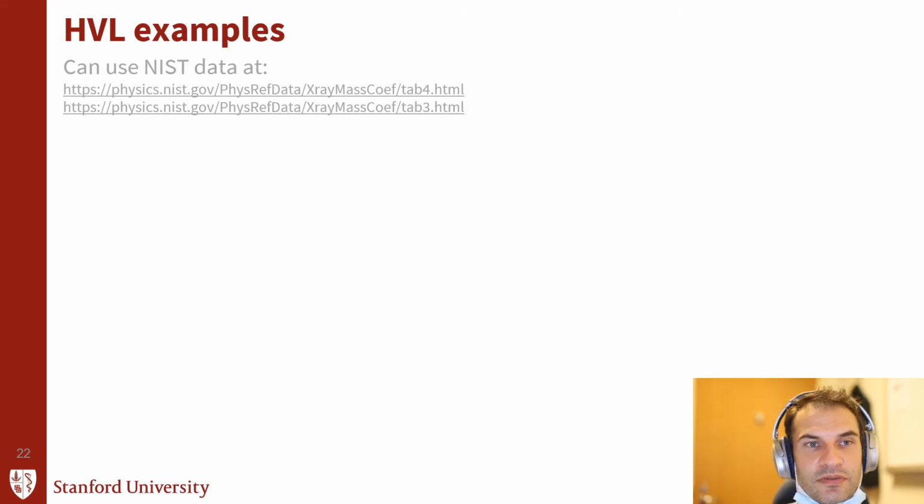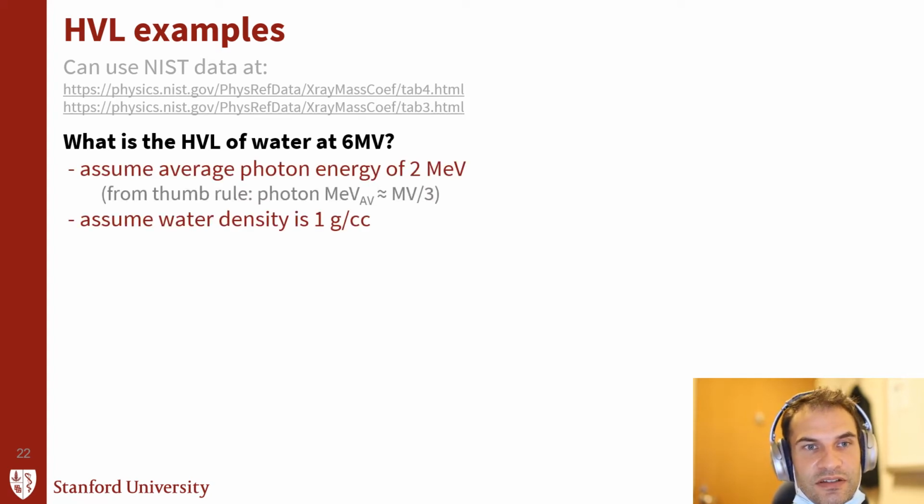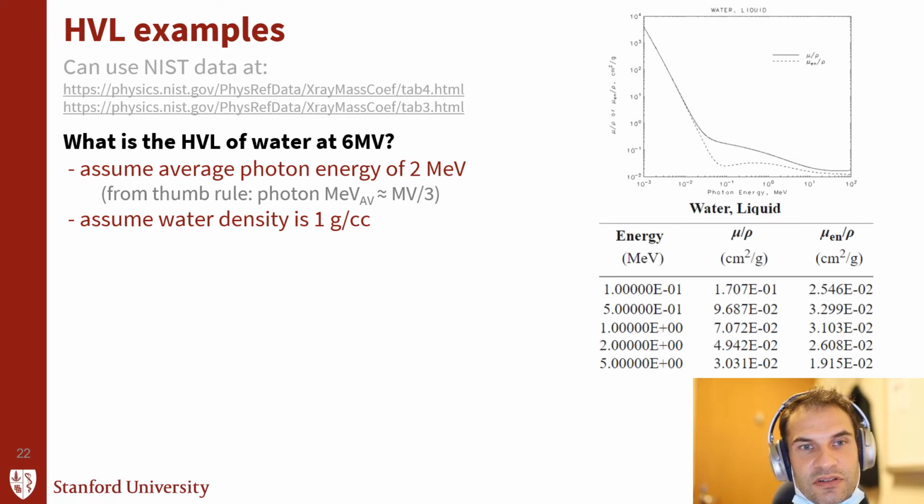There are some useful NIST web pages given here. You can ask the question, what's the HVL of water? Just to get a rough idea for 6 MV, approximate it as 2 MeV monoenergetic photons. The NIST websites give tabulated data like this. Luckily, the rho of water is 1, so mu over rho, we just multiply by 1 to get mu.